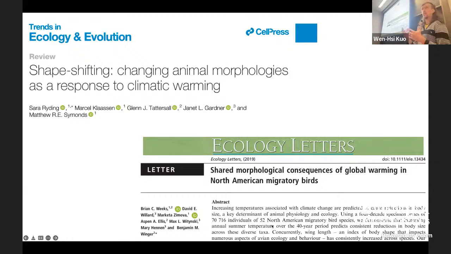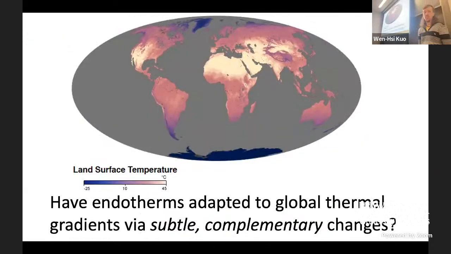We then also have been looking at some of the more recent literature that documents how animals have been responding to climate change. And so these are microevolutionary, intraspecific changes of how animals have responded to temporal gradients in temperature. And there's a growing body of literature that suggests that animals have been not only changing their body sizes, but also other parts of their morphology, a phenomenon that has been interpreted as shape-shifting, right? And so this leads us to ask our principal question here, which is, have endotherms adapted to global thermal gradients via perhaps subtle and complementary changes?